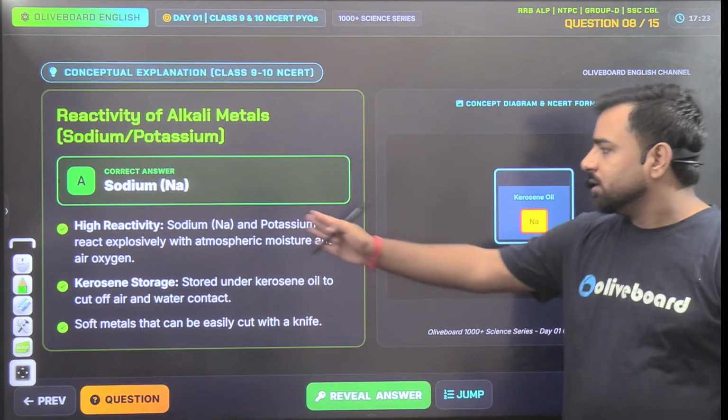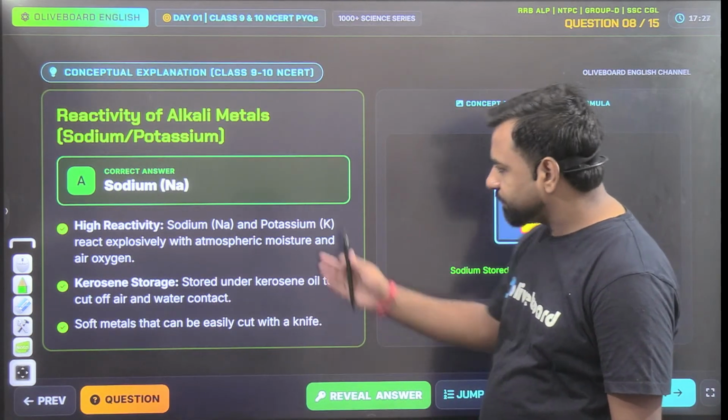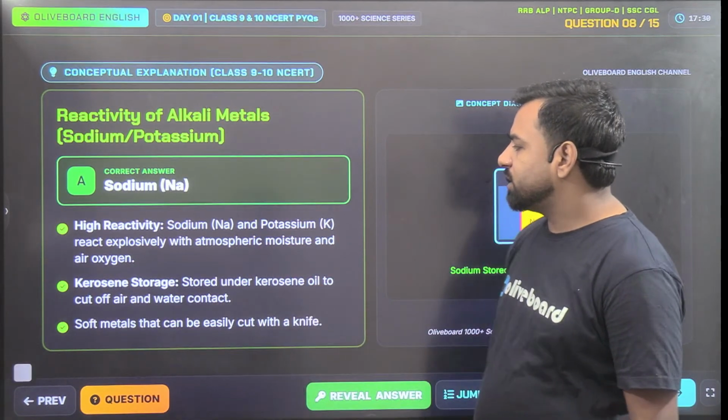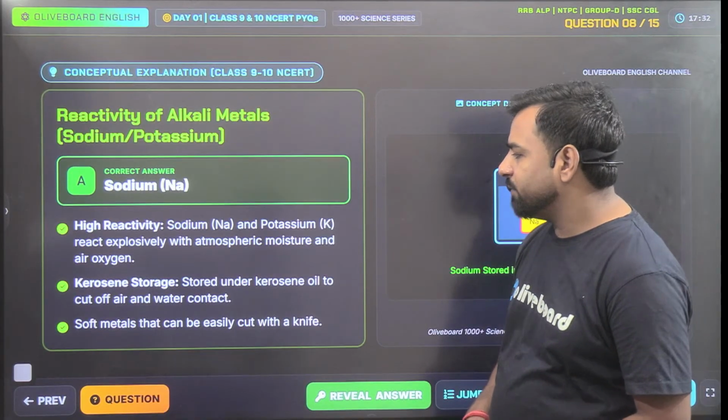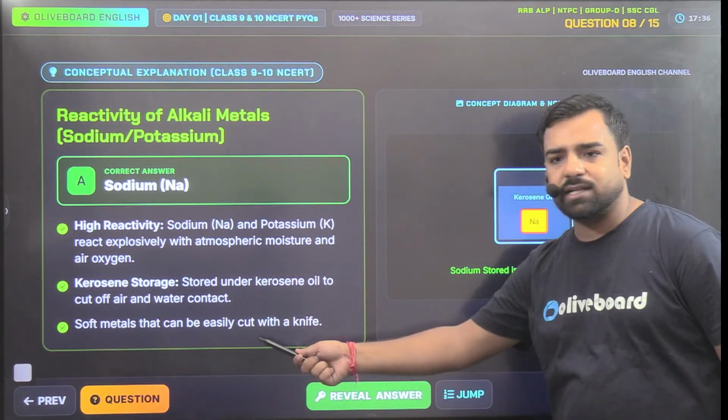Next. So sodium and potassium react explosively with atmospheric moisture and oxygen. So they are stored under kerosene oil to cut off air and water contact. They are soft metals that can be easily cut with a knife. So all these questions are asked directly.